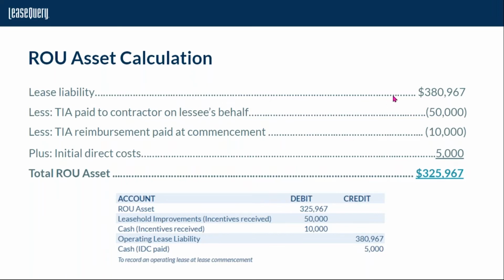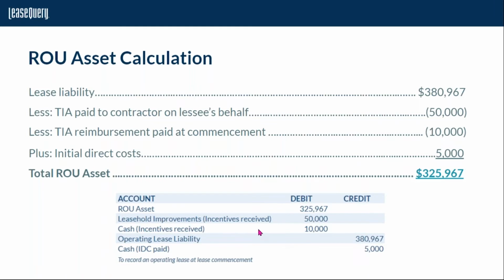Now that we know the lease liability is $380 and the right of use asset is $325, we can use those amounts to record the operating lease. The right of use asset is a debit for the $325,967 we calculated, and the operating lease liability is $380,967 for that present value of lease payments.